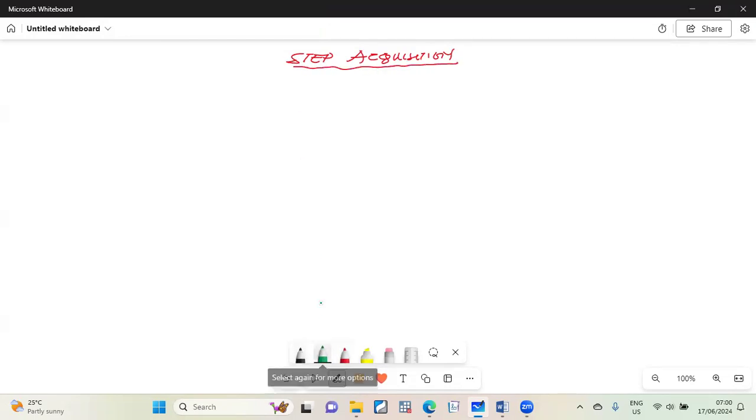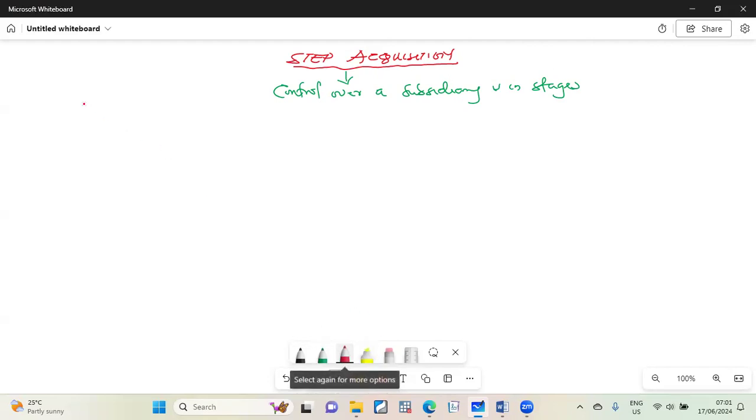So inside step acquisition, what you have is that the control over a subsidiary is gained in stages. So let's say first they buy 10%, another time they buy 30%, that means they have 40, and another time they buy like 15%, making 55. So at the point of 55, clearly you see that there is control, all right, and that is a step acquisition.